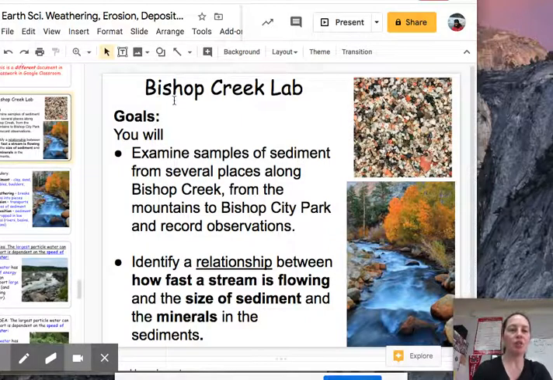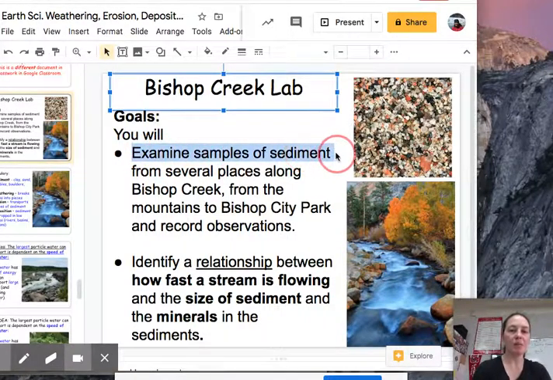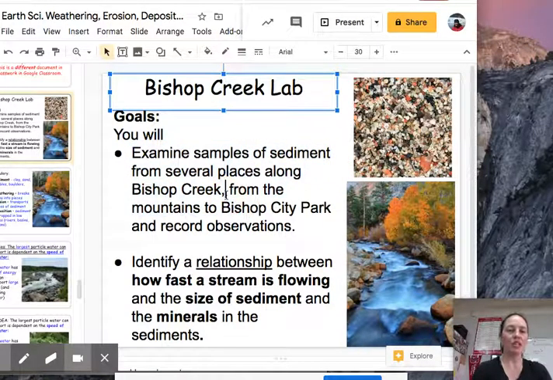So there's two goals for the lab. The first is you're going to be examining samples of sediment from several places along Bishop Creek. So Bishop Creek is the creek that flows through town. It starts up all the way in the mountains, and then it flows down the hill into Bishop City Park. You've probably seen it if you went to the visitor center to see the ducks.